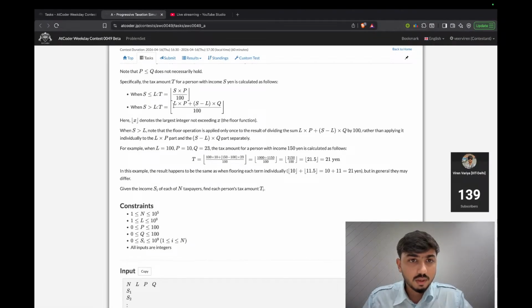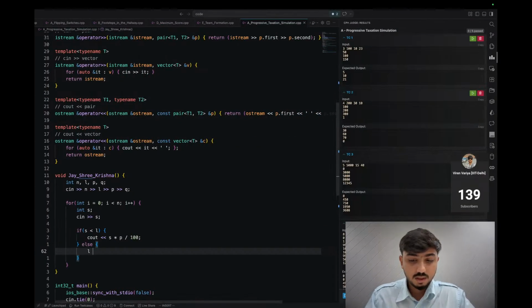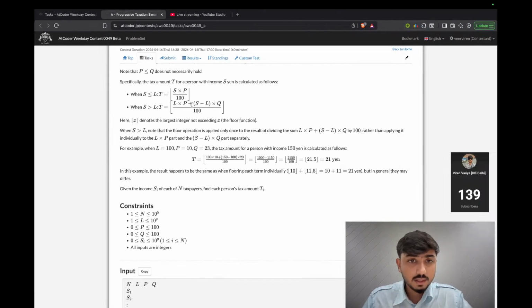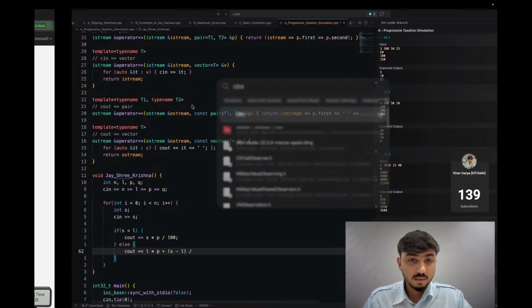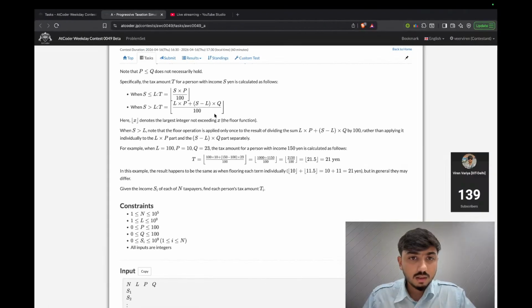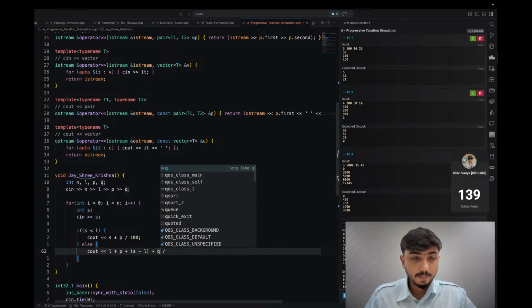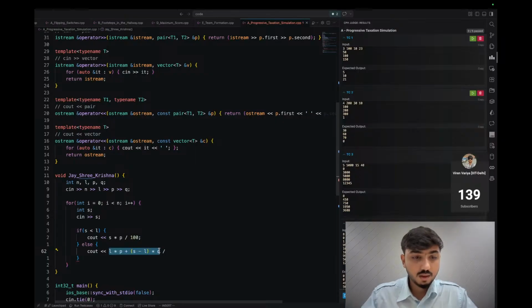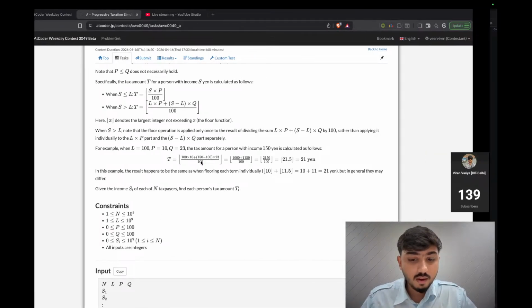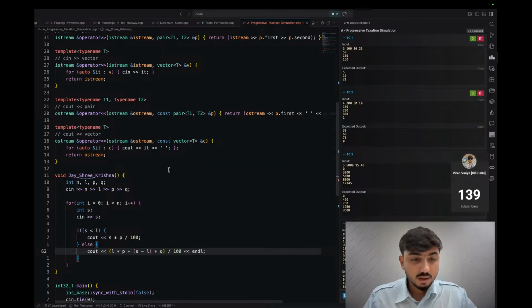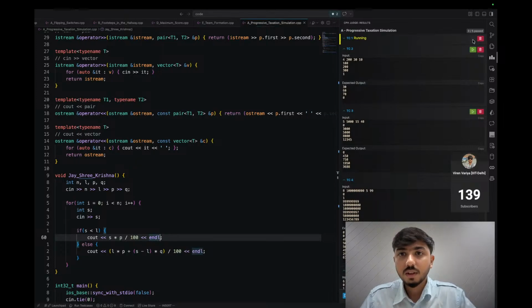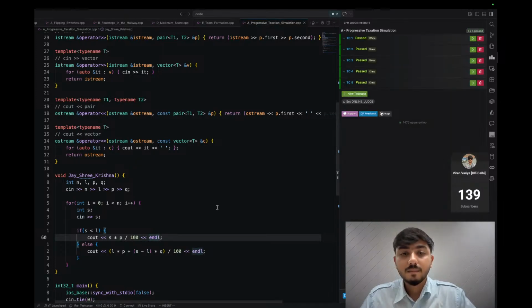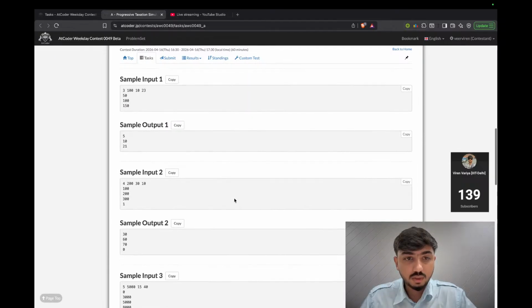Otherwise we have to output l times p plus s minus l, multiplied by q, then divided by 100. That's all. I think it should work. Yeah, let's submit and move to the next question.